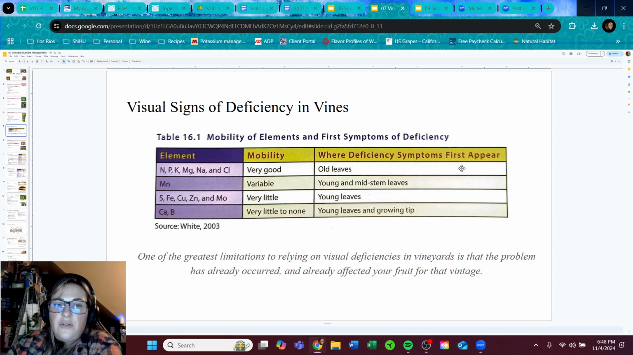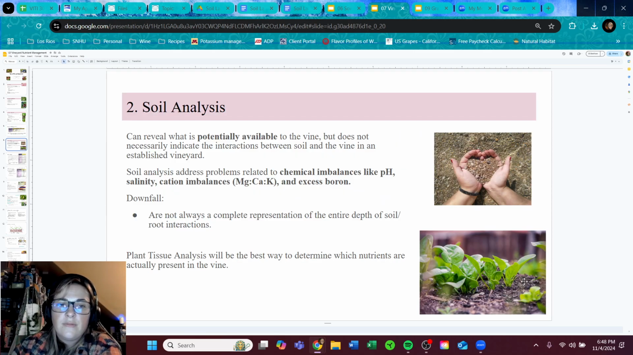Cool. So here's a nice little chart that will show you where deficiencies are going to first appear. Take a look at that to help you study soil analysis. The wonderful thing about it is it will tell you what's in the soil, but doesn't always tell you what is actively being taken up by the grapevine, right? That is a downfall of soil analysis.